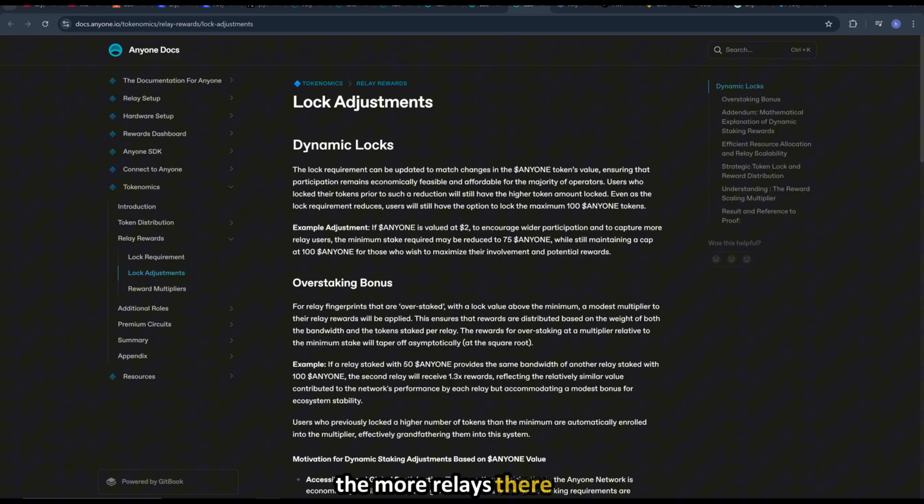The more relays there are, the more ANyONe tokens are locked up. This should create a supply shock, and simple economics, restrict supply with increasing demand means price will begin to rocket upwards. There are bonuses in place for uptime. Obviously, if your relay is up consistently, you'll be rewarded more.